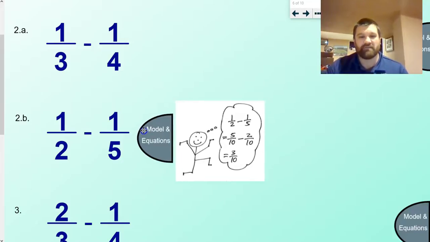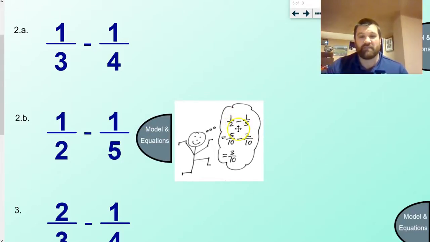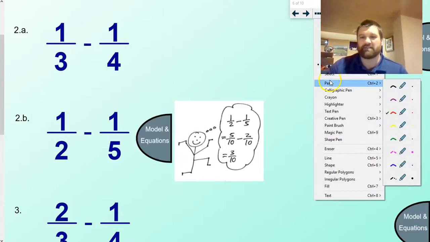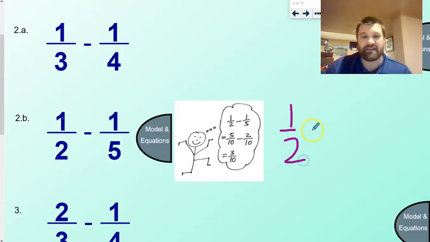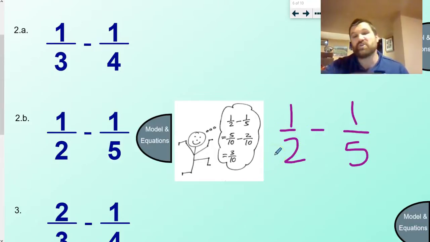Weird guy over here says 1/2 minus 1/5 equals 5/10 minus 2/10, and that equals 3/10. How did little guy get that? Well, let's look at his stick figure. A strategy that I've told you is you want to get the denominators the same. So I always look at this number right here. So you have 2.